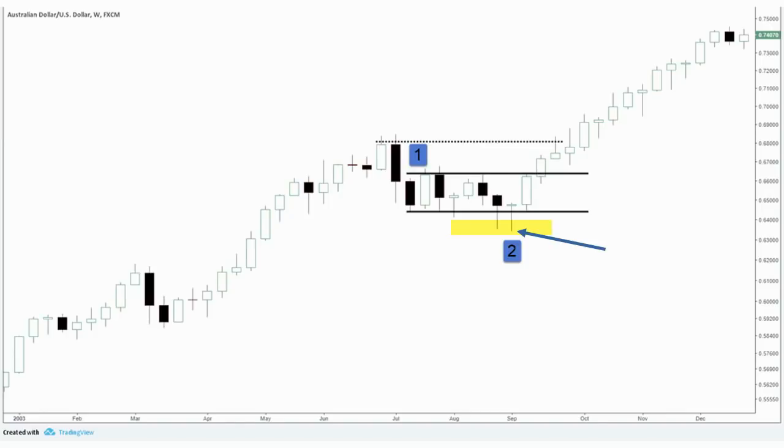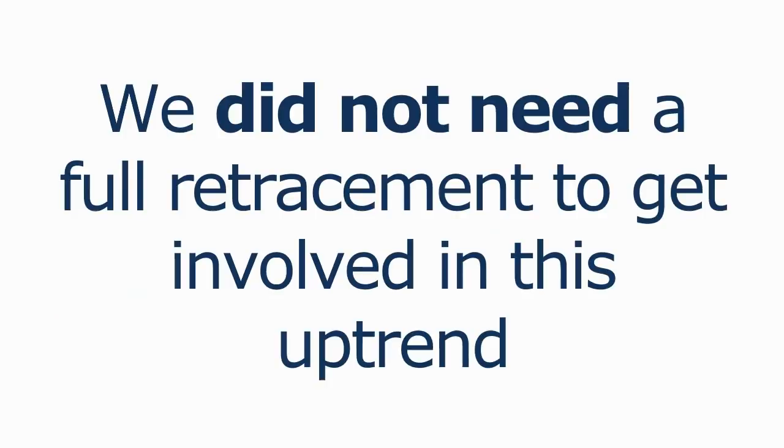Now traders that did, and we see there's evidence of that by the larger momentum candlesticks, were well in profit before the ultimate resistance test occurred. We did not need to see a full retracement to get involved in this uptrend. We did not miss out on the move, which could have resulted in a trading plan breakdown, as missing the move becomes more important than following your trading strategy.